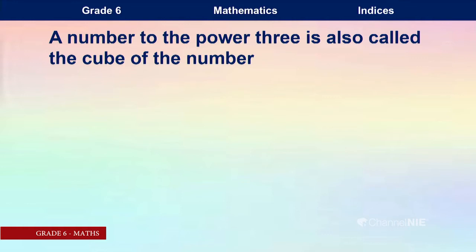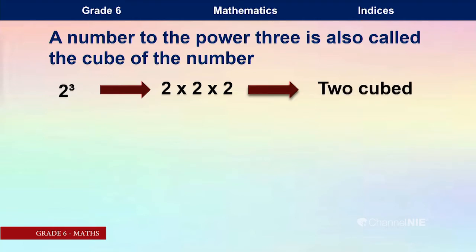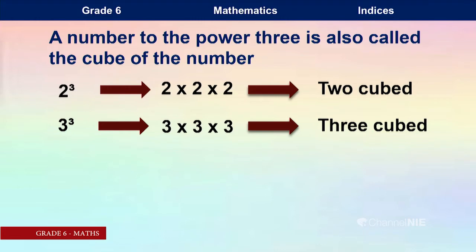We'll see what the cube numbers are. Here 2 to the power 3. How to expand? How many 2's have been multiplied? 2 multiplied by 2 multiplied by 2. Then we can read this as 2 cube. The next one, 3 to the power 3. You have learned that. There's another name I am going to introduce to you. After expanding, that is 3 into 3 into 3, and the name is 3 cube.